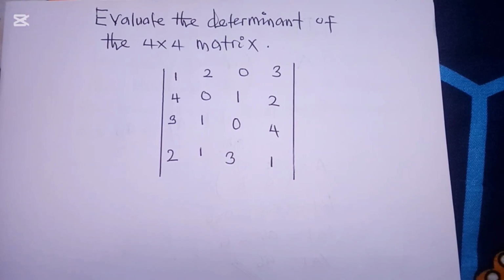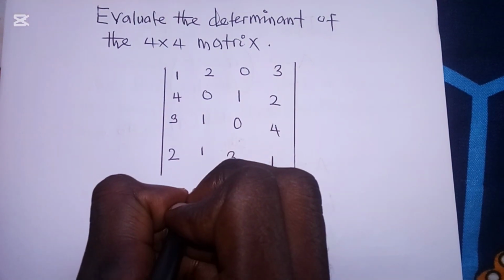Now to find the determinant of a 4x4 matrix, we apply the same concept that we have in finding the determinant of 2x2, the determinant of 3x3, onto the determinant of 4x4. So now let's use that concept to find the determinant of the 4x4 matrix. Now we say solution.